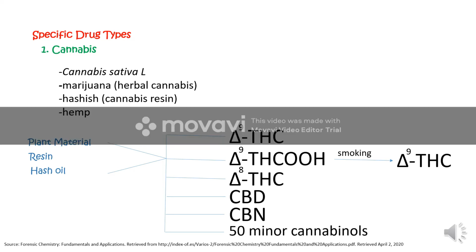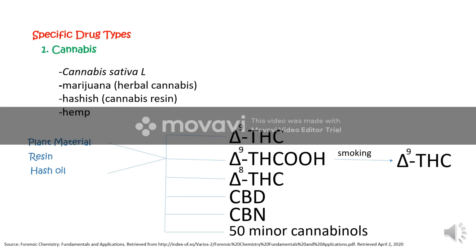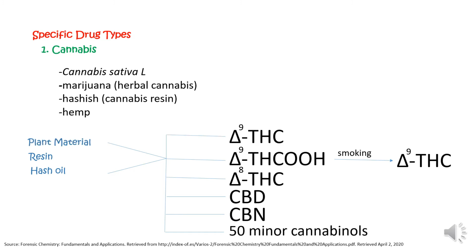Also found is delta 9 tetrahydrocannabinolic acid, or THCOOH, which is converted to delta 9 THC through smoking. Other active compounds present are delta 8 tetrahydrocannabinol, cannabidiol (CBD), and cannabinol (CBN), as well as about 50 other minor cannabinoids.